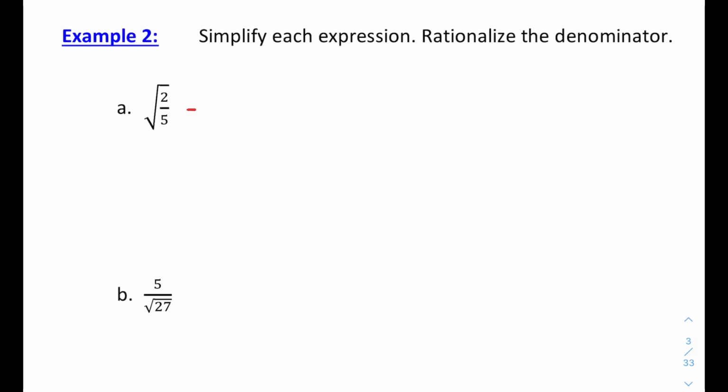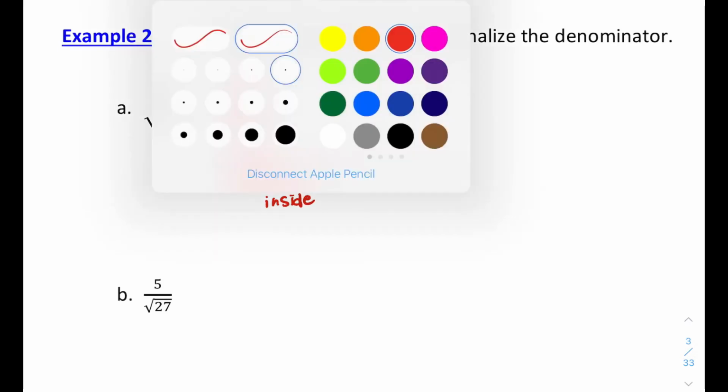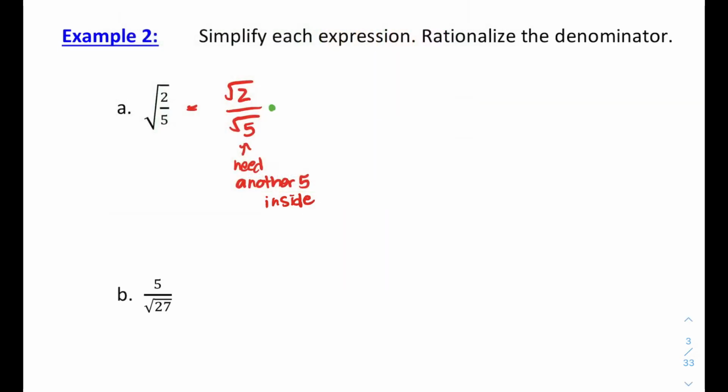So if you have square root of 2/5, the easiest way to think about that is to break that down into square root of 2 over square root of 5. And then we don't want that square root of 5 in the denominator. If we had an additional factor of 5 inside there, we'd have a perfect square, which we would be able to bring outside. So let's just multiply this by square root of 5 over square root of 5, because that's just a fancy version of 1.